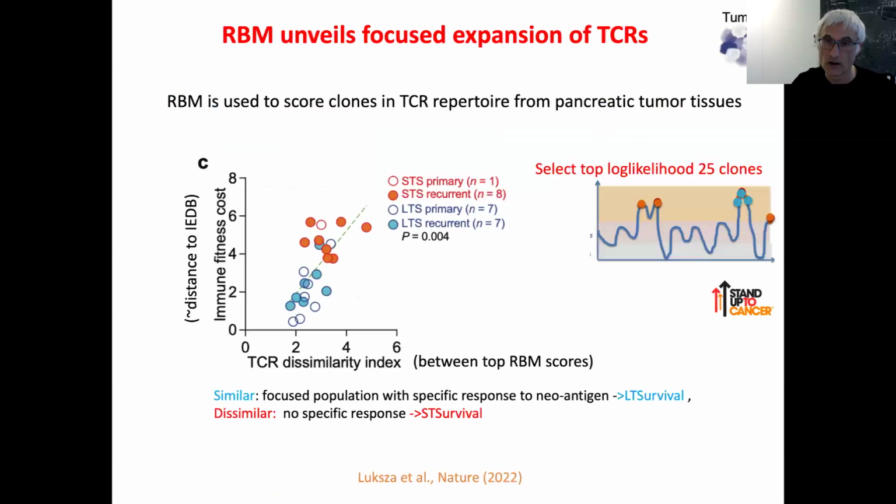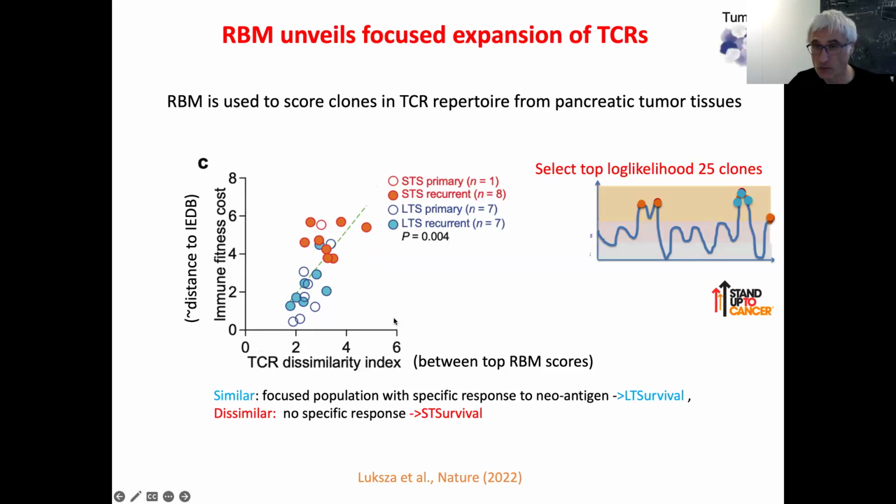And using that, we could, for instance, obtain this result. I just want you to look only at the x-axis here. The y-axis is something else I'm not going to discuss. So here you see points. Each point is a patient. And you have in red the short-term survivors, and in blue the long-term survivors.